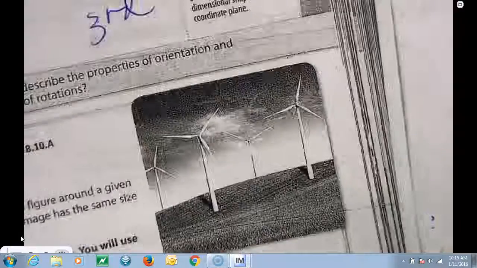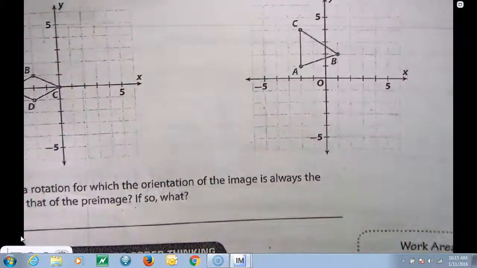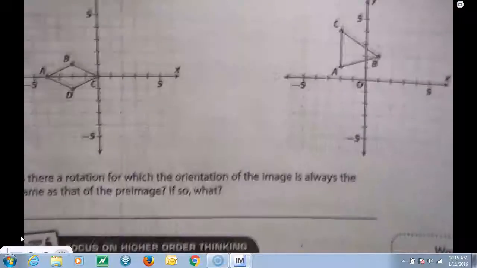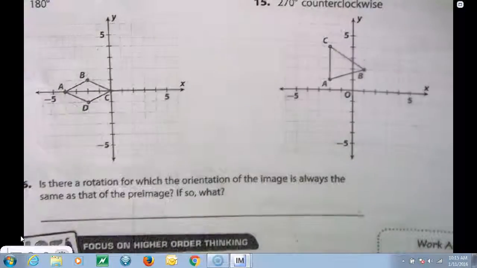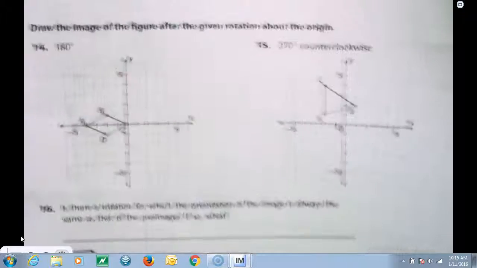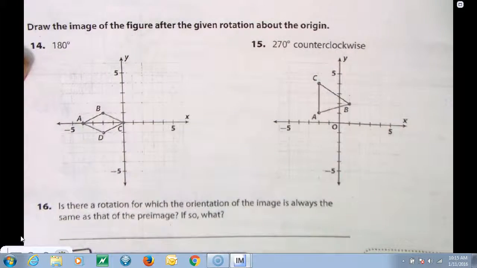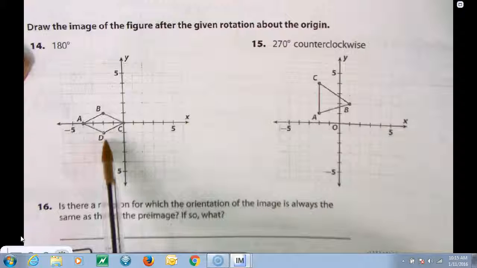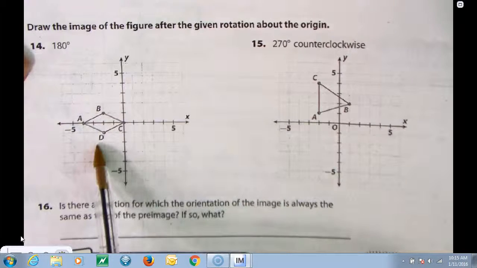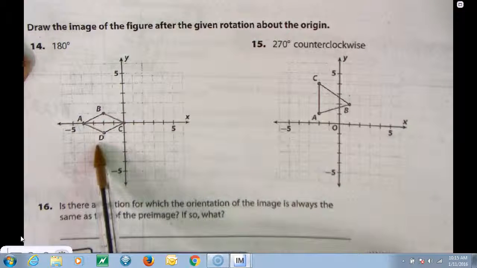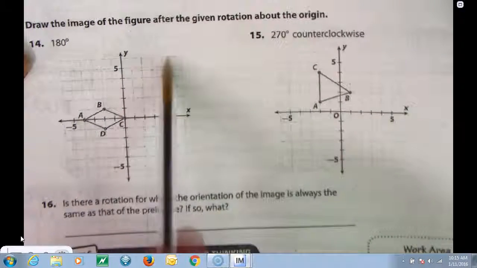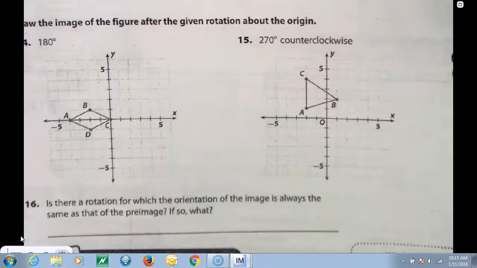Now look on the next page, 350. I want you to do 14 and 15. Guys, on a 180, why didn't they put clockwise or counterclockwise right there? It doesn't matter. And if you notice, that's in quadrant 2 and 3. No big deal, is it, on a 180? All you're doing is what? Tell me. Switch the signs. So write the coordinates down and switch the signs.